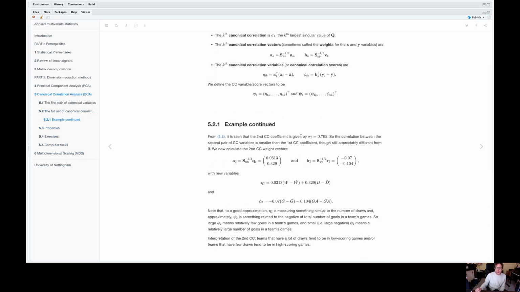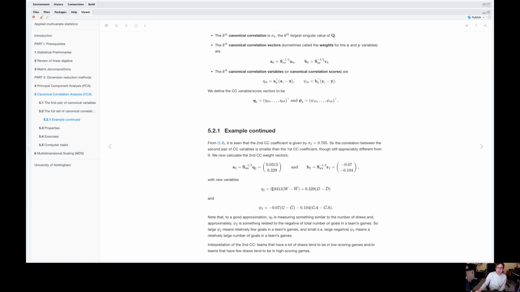And we can also look at the later components as well. So if you looked at the second singular value, we found that was 0.705. And if you look at the second set of CC vectors, we found A2 to be 0.031 and 0.329, and B2 to be this value here. Okay, so go back and check that in the notes. And that gives us the second pair of transformed variables. Eta 2 is going to be 0.03 times the number of wins, 0.329 times the number of draws, and similarly for Psi 2.